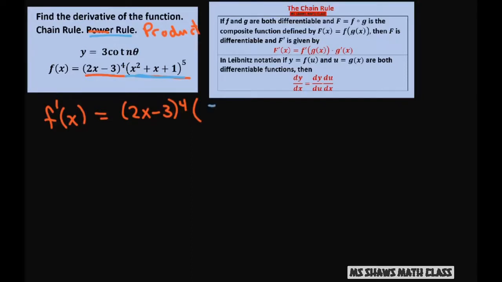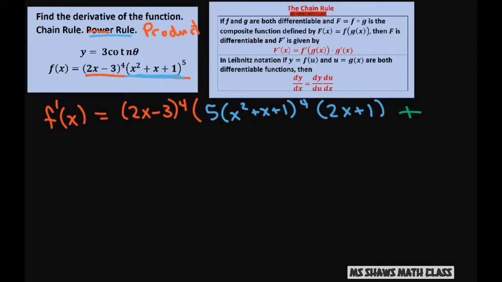So that's going to be 5 times your inner function, and it's to the fourth, times the derivative of the inner function, which is 2x plus 1. All right, now we have to add.